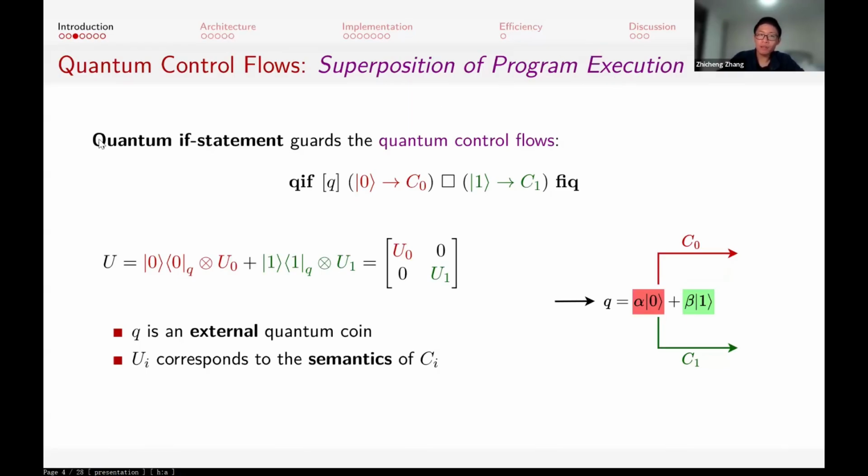It is often guarded by the quantum if statement, which is just a quantum version of the classical if-then-else statement. Here Q is a qubit, which is also known as an external quantum coin. If Q is in state ket 0, then we execute the program C0. And if Q is in ket 1, then we execute the program C1. Of course, Q is a qubit, so it can be in a quantum superposition state. In this case, we execute C0 and C1 in superposition. Another way to look at this statement is by writing its corresponding unitary, which is just a combination of two controlled unitaries, where each Ui corresponds to the semantics of program Ci.